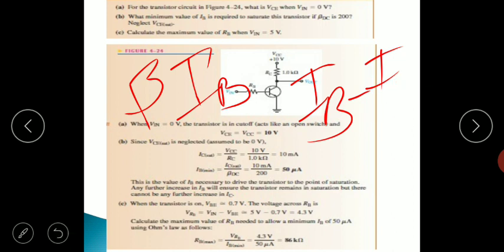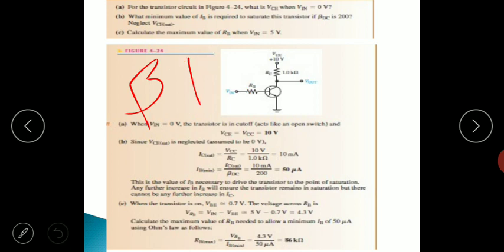Now what is the third part? In the third part of this numerical, they have asked you to find the maximum value of RB if the input applied is 5 volt. Now how do we find that? We can apply KVL to the input side. When we apply KVL to the input side, we can write minus Vin plus IB into RB plus VBE equal to 0, because we come across 3 voltages here: the input voltage, the drop across RB, and the voltage drop across the base emitter junction.